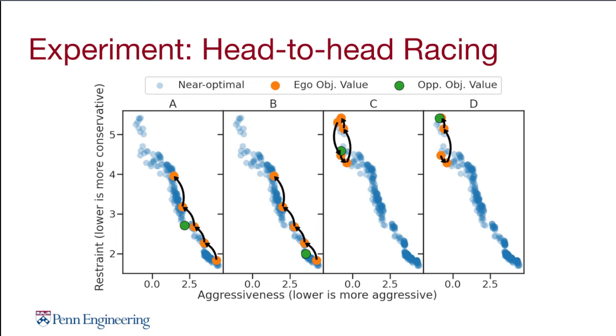We show illustrative examples of games played in the objective space where the ego wins. In figures A and B, when the opponents are more conservative, the ego decides to increase in aggressiveness. And in figures C and D, when the opponents are more aggressive, the ego first decides to increase in restraint, and then after overtaking, increase in aggressiveness again.